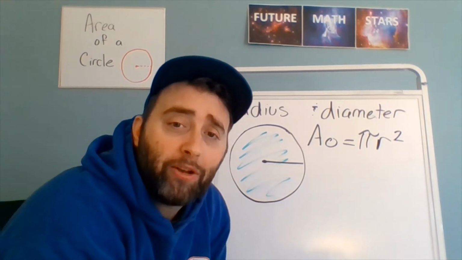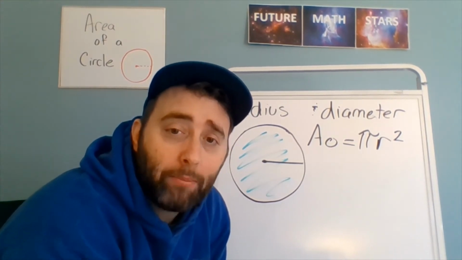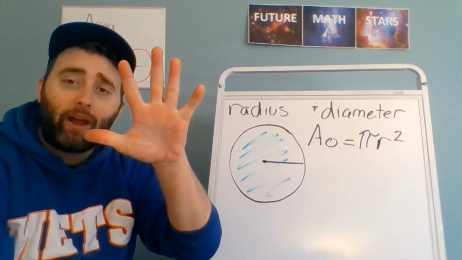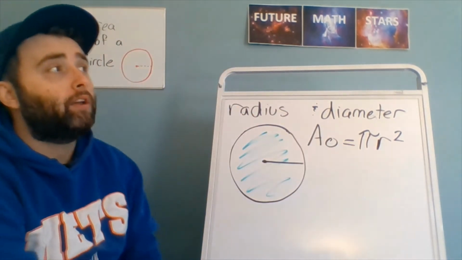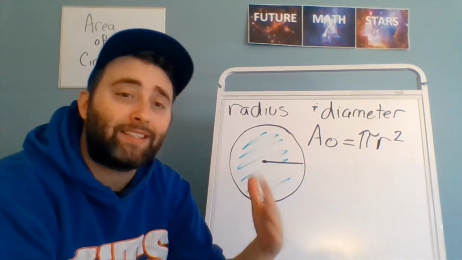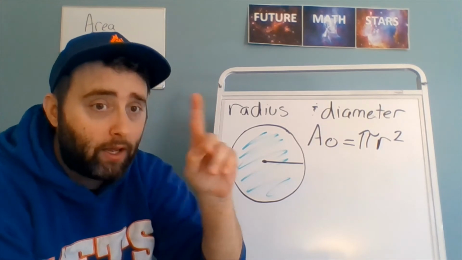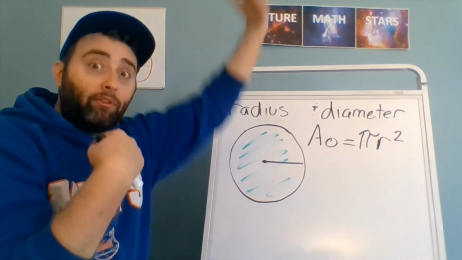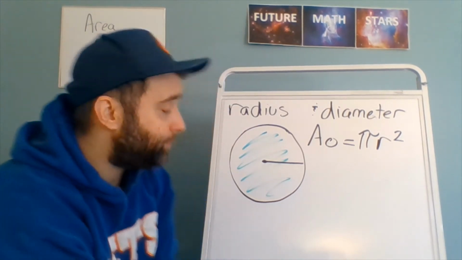Squared, what does squared mean? It doesn't mean times 2. It means times itself. So 5 squared, 5 times 5, 25. 8 squared, 8 times 8, 64. 4 squared, 4 times 4, 16. It's not times 2. It means that it's being multiplied by itself. It's leveling up, if you want to put it that way.